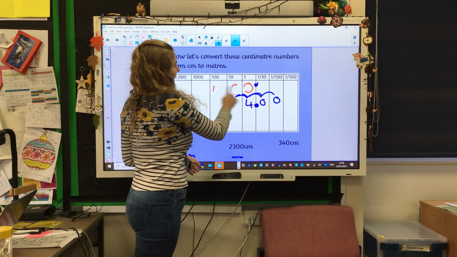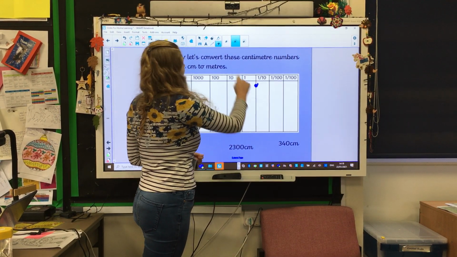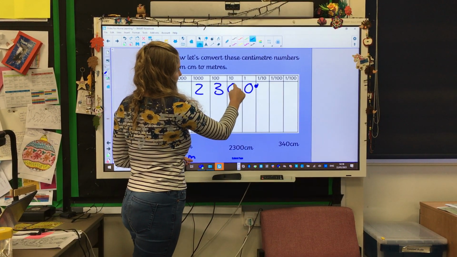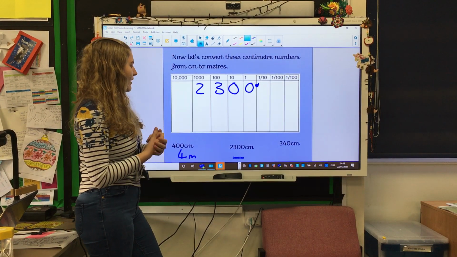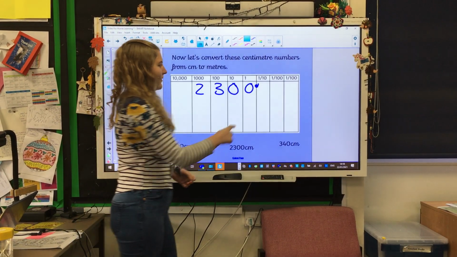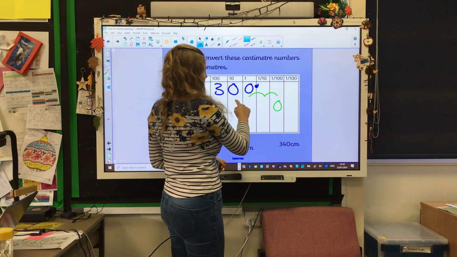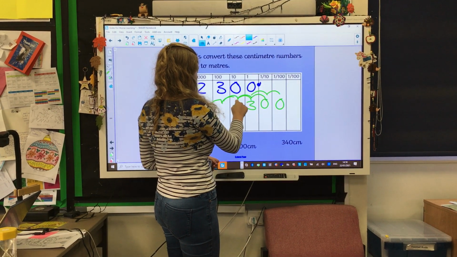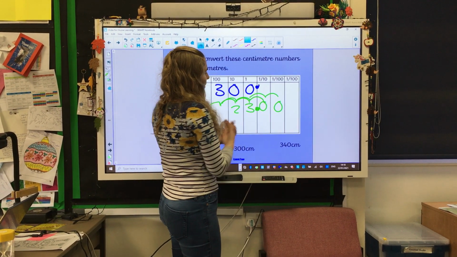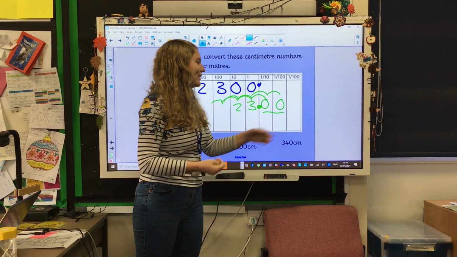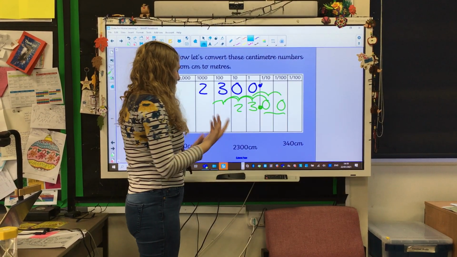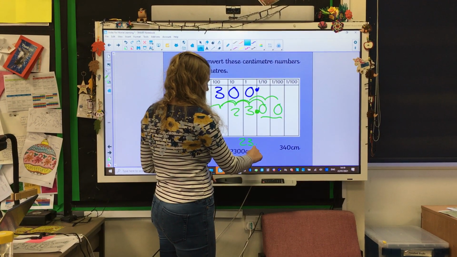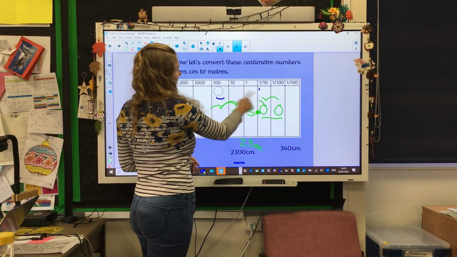Simple. Okay, and again. This time we've got 2,300 centimetres. We are going to divide that by 100. Are you ready? 1, 2, 1, 2. There we go. We pop in our decimal point. Do we need those zeros? No, we don't. Let's get rid of them. So 2,300 centimetres in metres is 23 metres. Perfect.